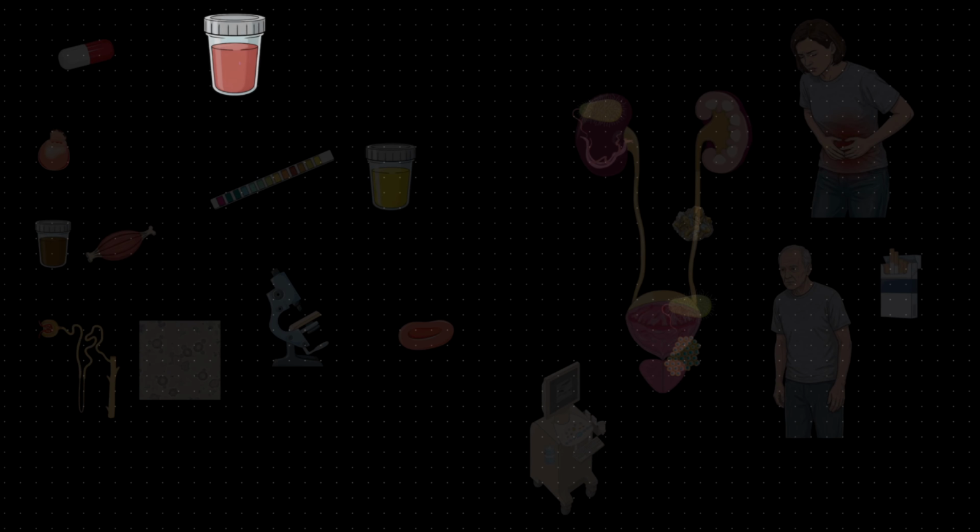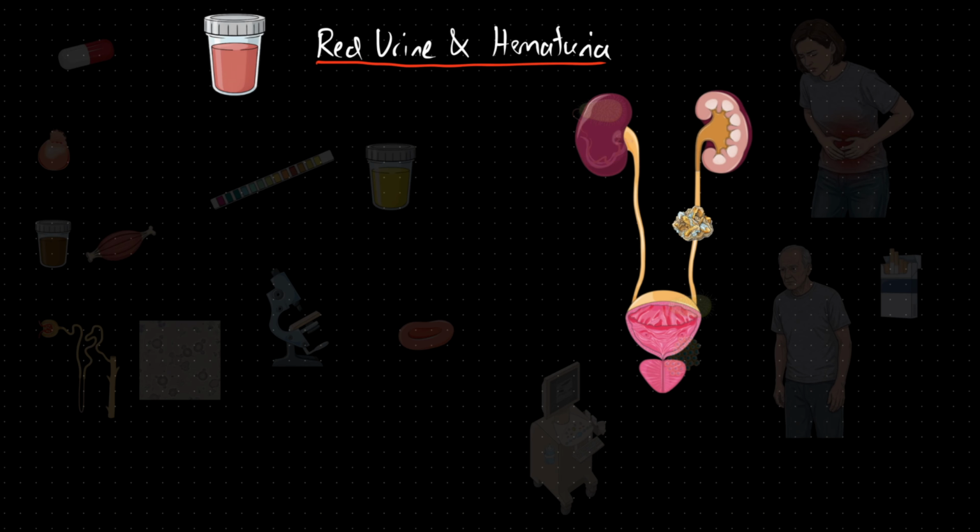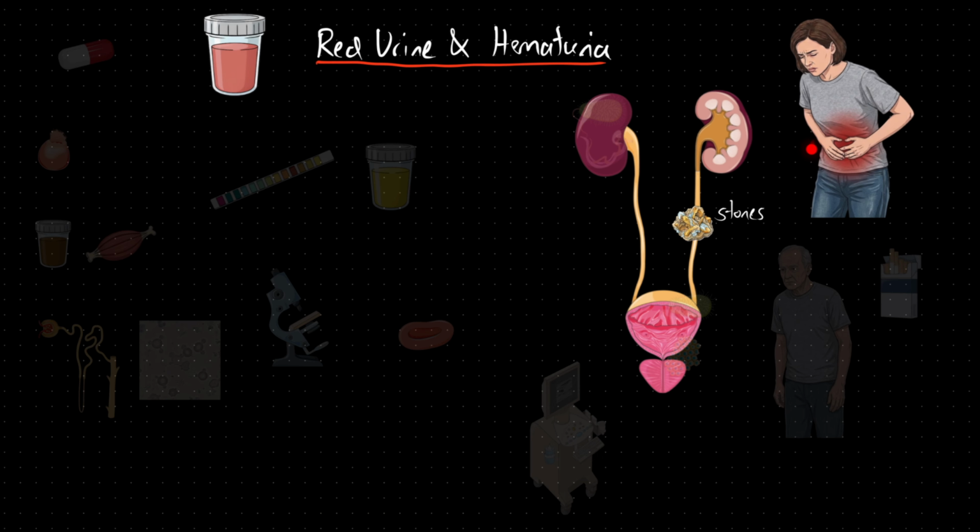What do you think are the most common reasons for hematuria, so blood in the urine? How do patients typically present? The most common reasons include patients with kidney stones anywhere along the urinary tract, often presenting with acute abdominal pain, and also young women with a bacterial urinary tract infection.